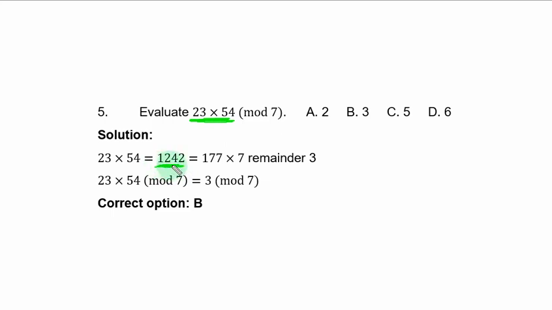Divide this by 7, you are going to have 177 remainder 3. In other words, if you multiply 177 by 7 and you add remainder of 3, you have 1242. In modular arithmetic, we are interested in the remainder. Therefore, 23 times 54 modulo 7 is simply equal to 3. That is the remainder modulo 7. So B is the correct option.